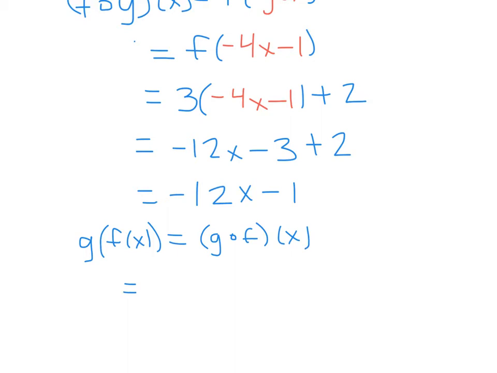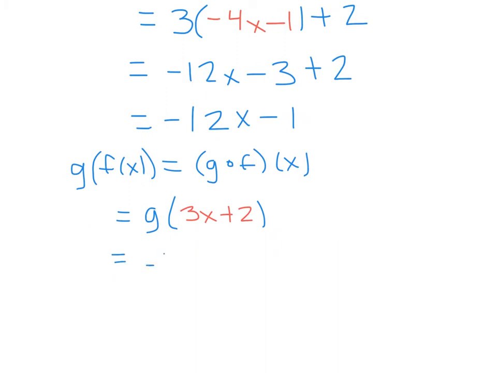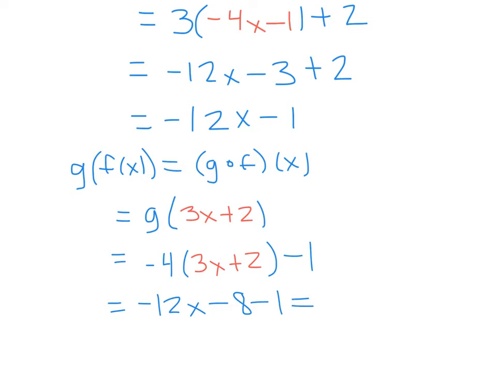Here we're going to take g of, and then for x we plug in f, 3x plus 2. Take negative 4 times, then plug in 3x plus 2, and then we have a minus 1. Distributing, we get negative 12x minus 8 minus 1, so our resulting function is negative 12x minus 9.